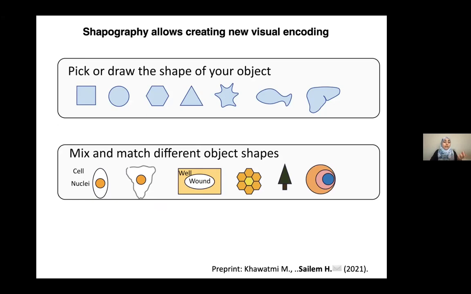So for example, at a cellular level, or if you want to represent the well and the wound in the center, or different cell types, all these things, you can create the structure in a very flexible way.